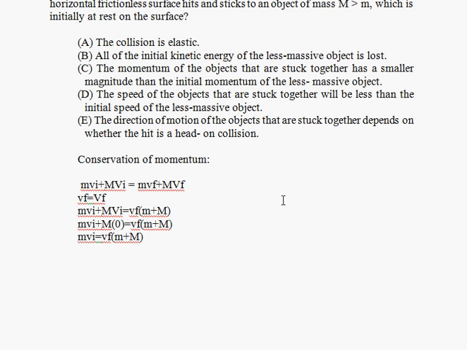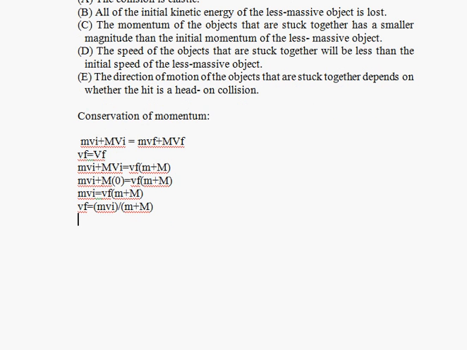And we can easily see that we have v, the final velocity, equal to the mass of the first object multiplied by the velocity of the first object divided by the sum of the masses of the two objects. We can easily see that m divided by m plus capital M is smaller than 1.